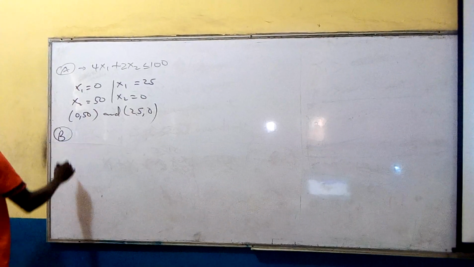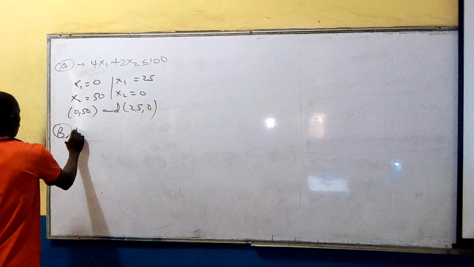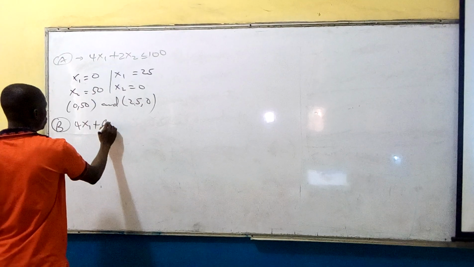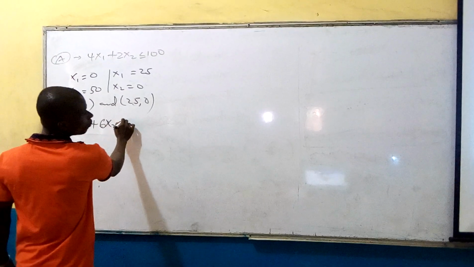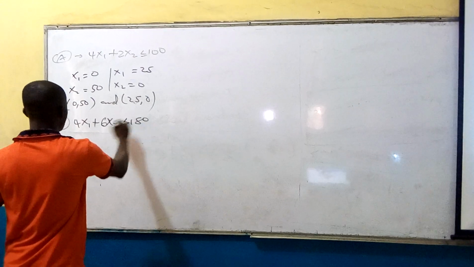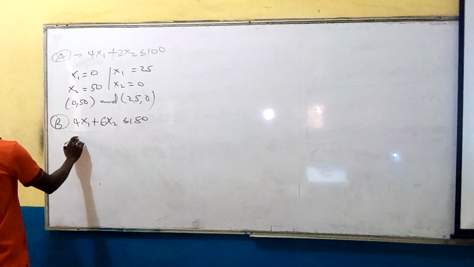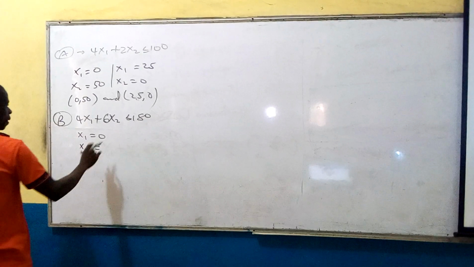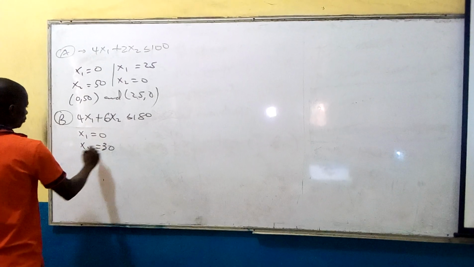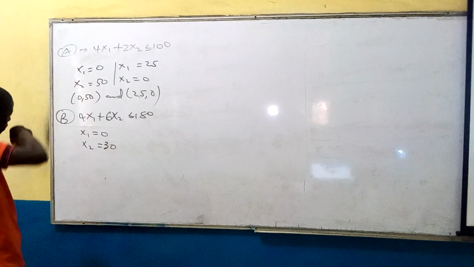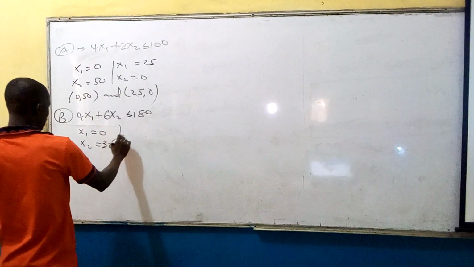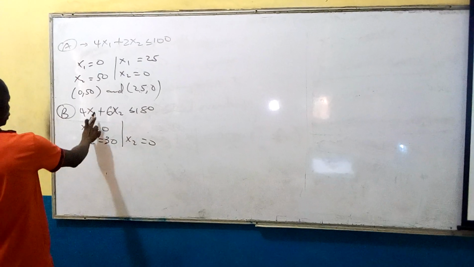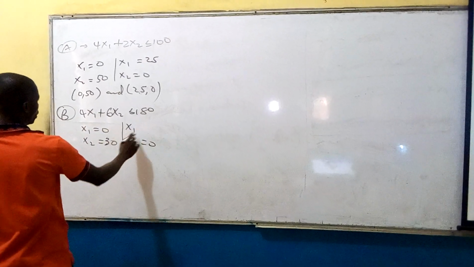Then for constraint B, we have 4x1 plus 6x2 less than or equal to 180. We assume if x1 is 0, then x2 will be 30, right? I think I'm right, 180 divided by 6 is 30. And if x2 is 0, what will be x1?